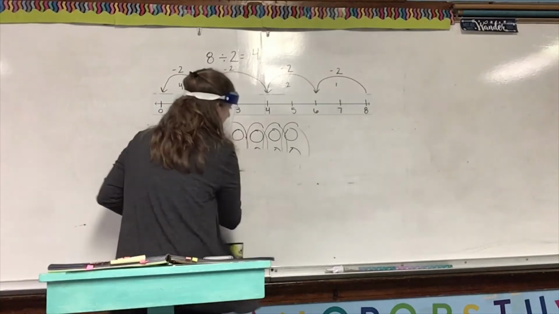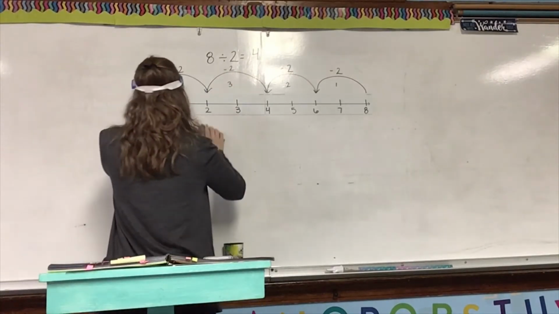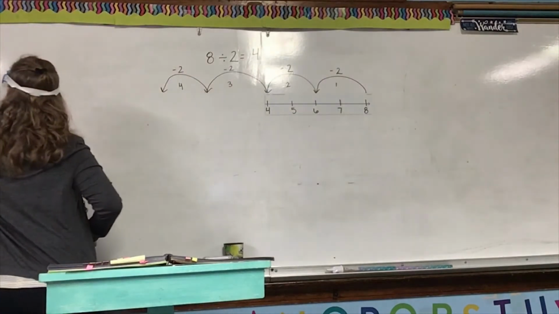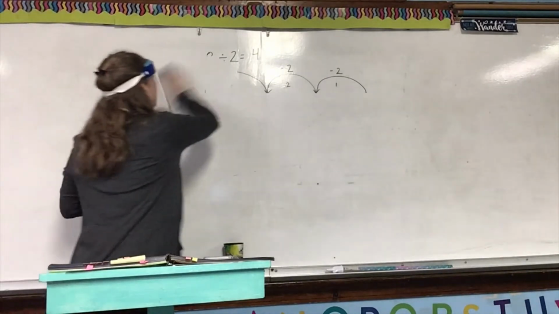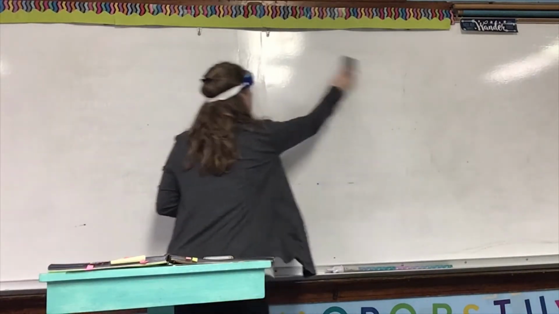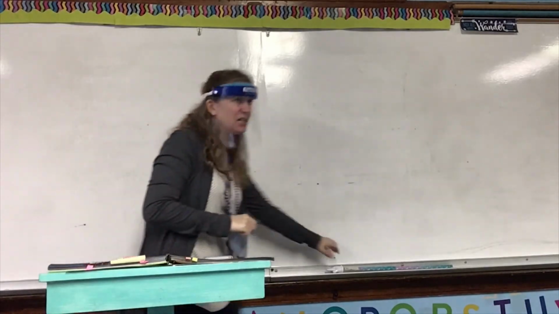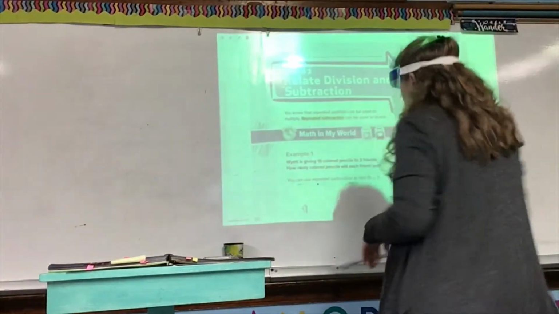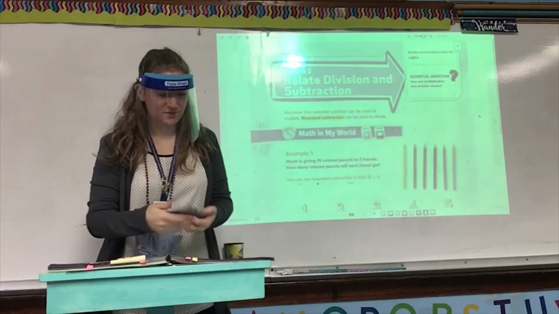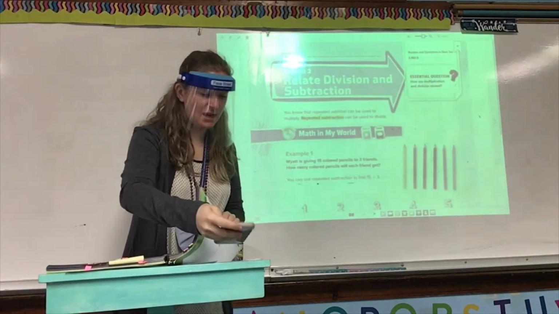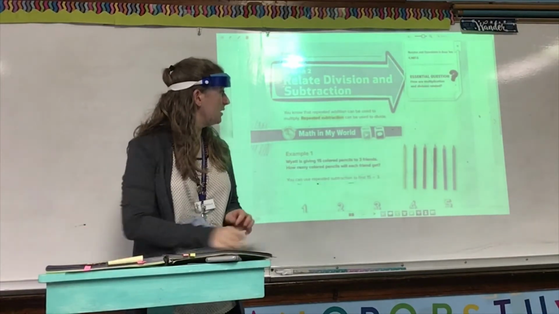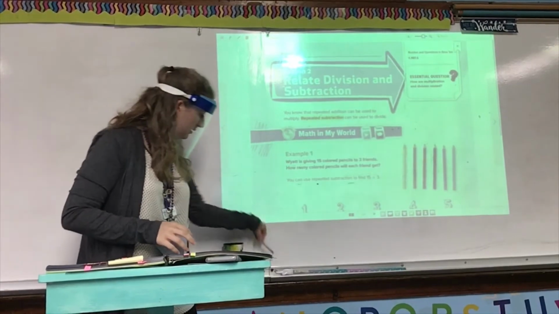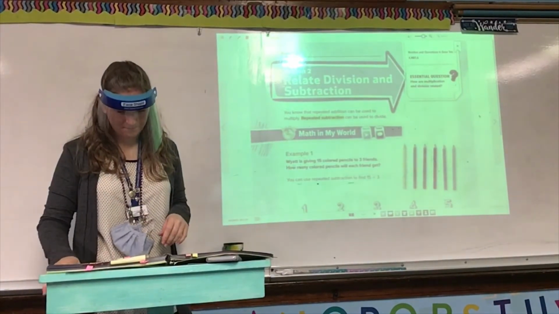Okay. Now let's go ahead and look at page 141. All we're doing today is figuring out how subtraction and division are related by doing repeated subtraction. So, go ahead and read the sentences under the title. Loud and slow.